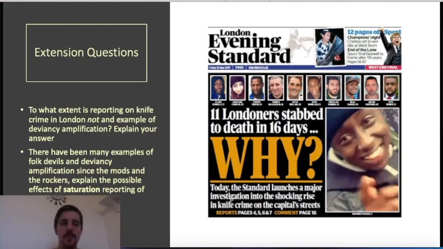And then there have been many examples of folk devils and deviancy amplification since the mods and rockers. So explain the possible effects of saturation of reporting deviancy. So what effects are there if you are overly reporting it? What are some of the effects that can happen? Obviously, you can refer back to the amplification cycle, the spiral that happens there. And lastly then, you need to go back to that 12-mark question, and I want you to respond to that.